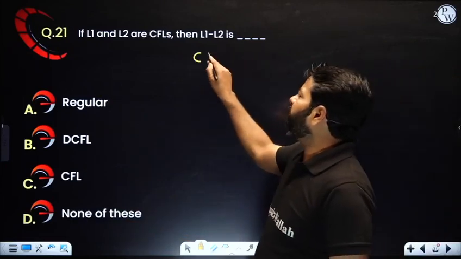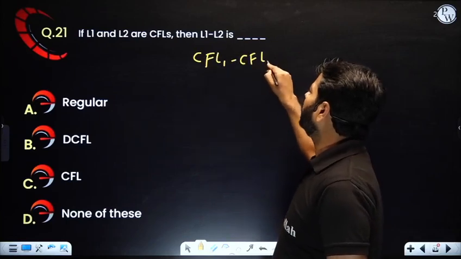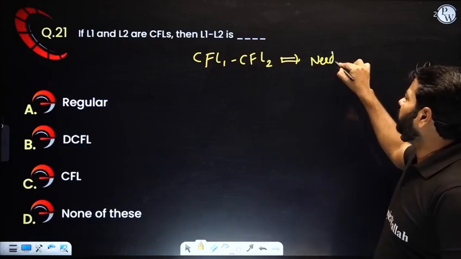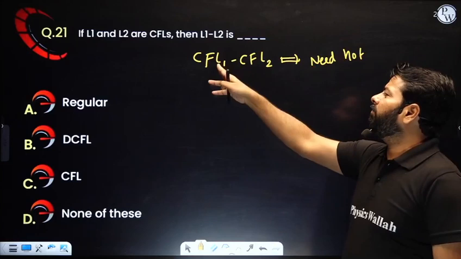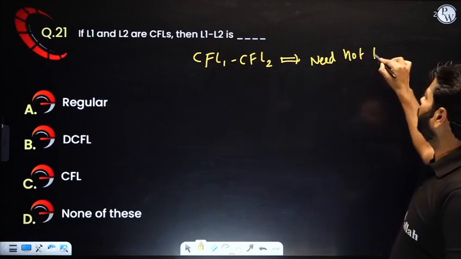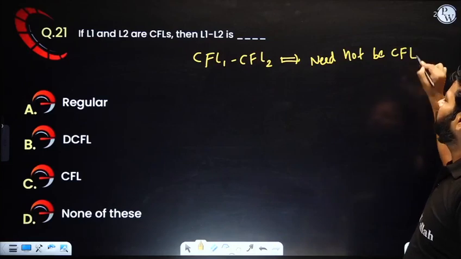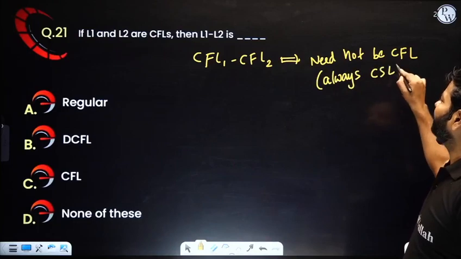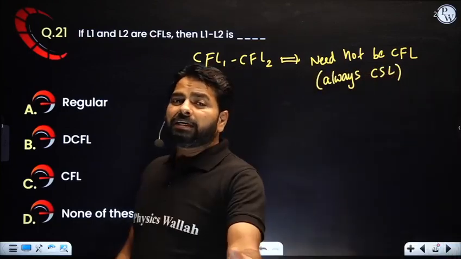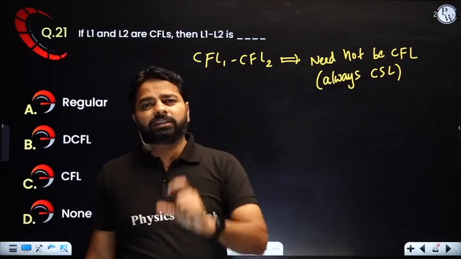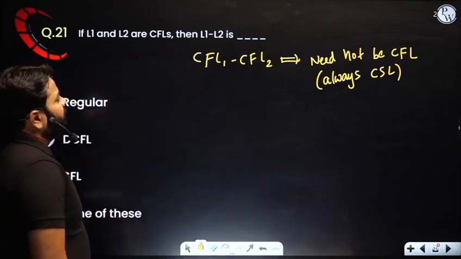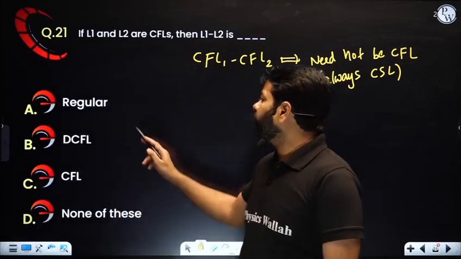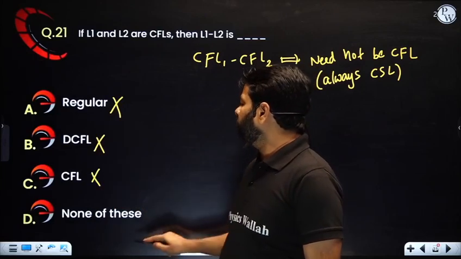Answer is the same for CFL 1 minus CFL 2. What happens? Two CFLs, set difference. It's going to be need not be. Already we got for DCFLs, when we take DCFL, already we got need not be CFL. The same example will work here. But in both of them, you can prove that it is always context sensitive language. Even the previous one, DCFL minus DCFL, you can say always context sensitive language. Fine. Here, if you want to think about examples, you can take the intersection example and work on it. None of this.